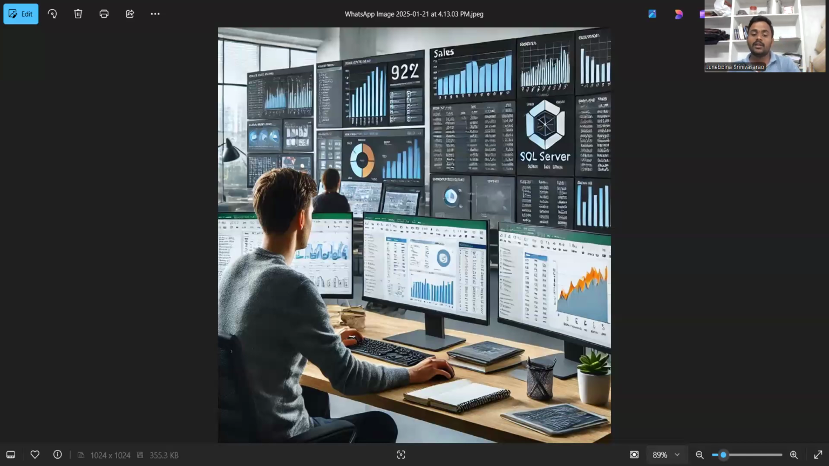Examples of fact table columns are sales amount, quantity, date key, product ID. These are all examples of fact table columns. Dimension table. Examples of dimension table columns are product name, region name, full date. These are the columns in fact tables and dimension tables.